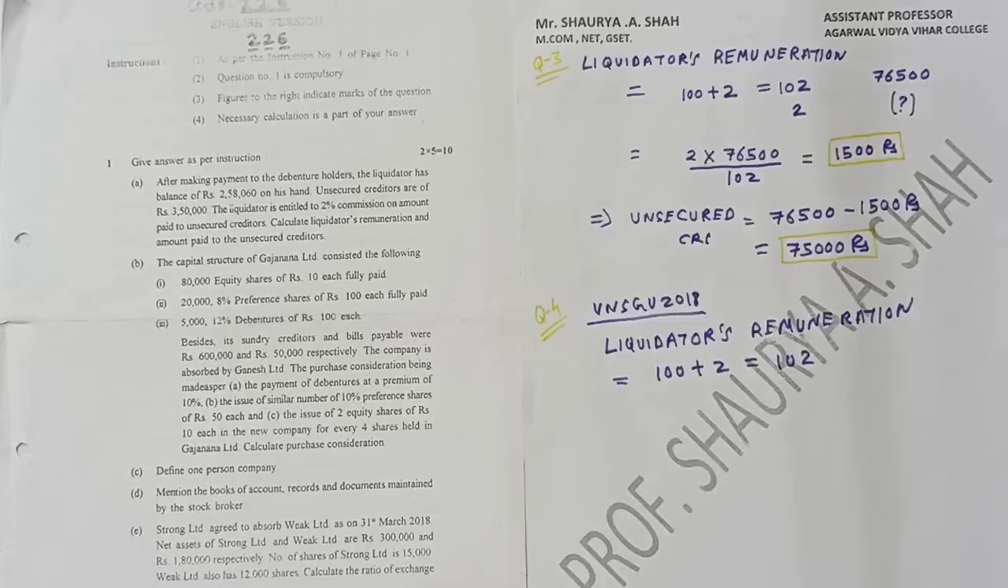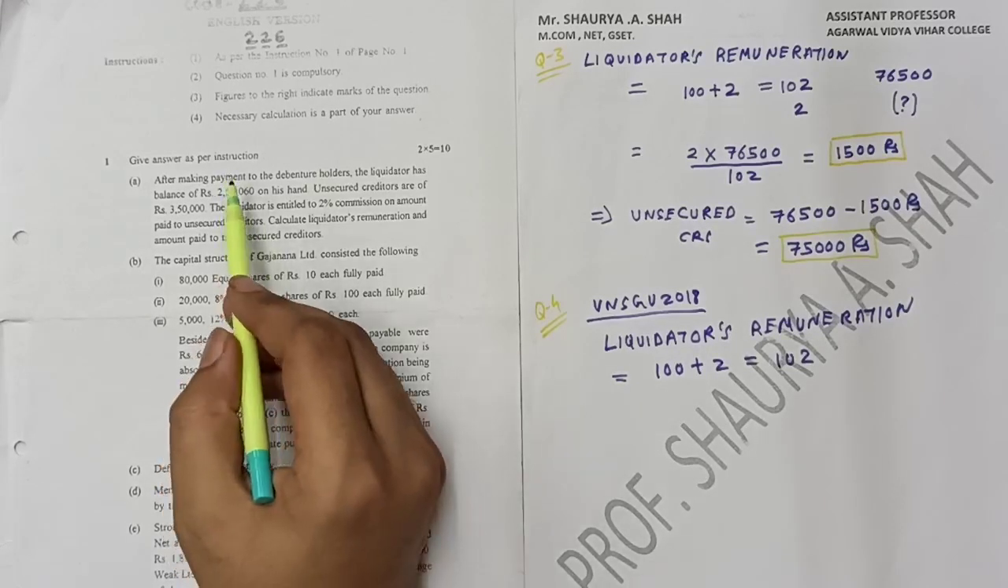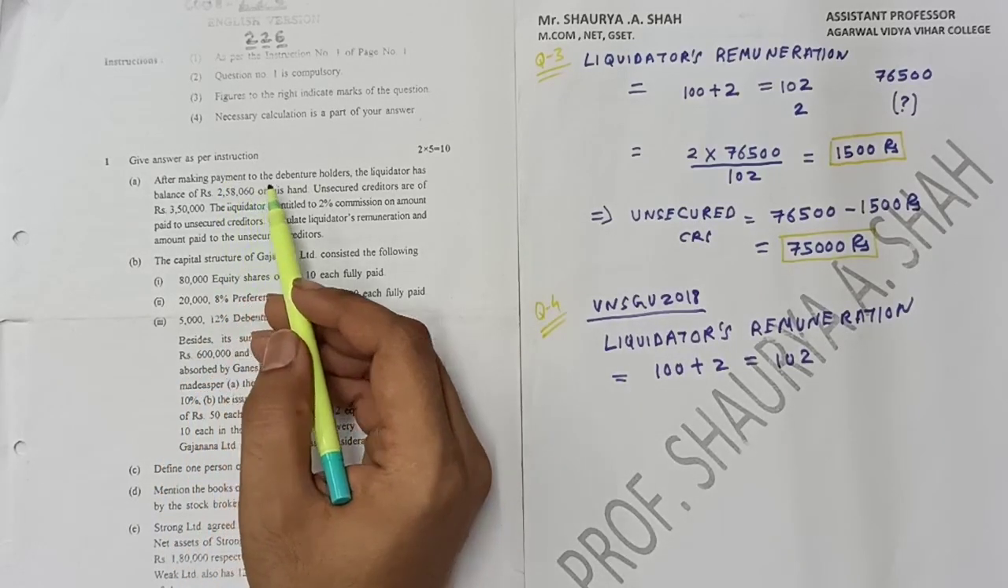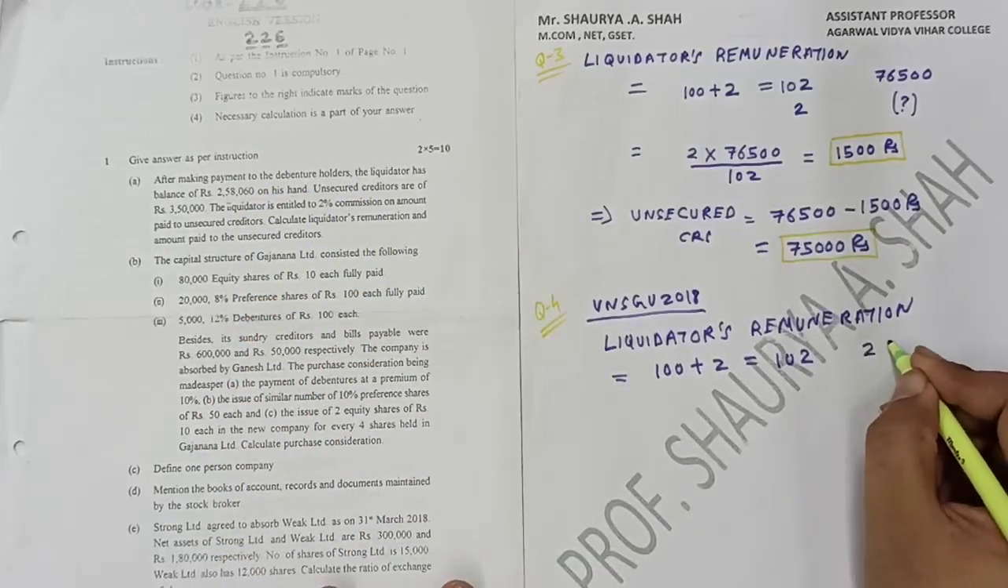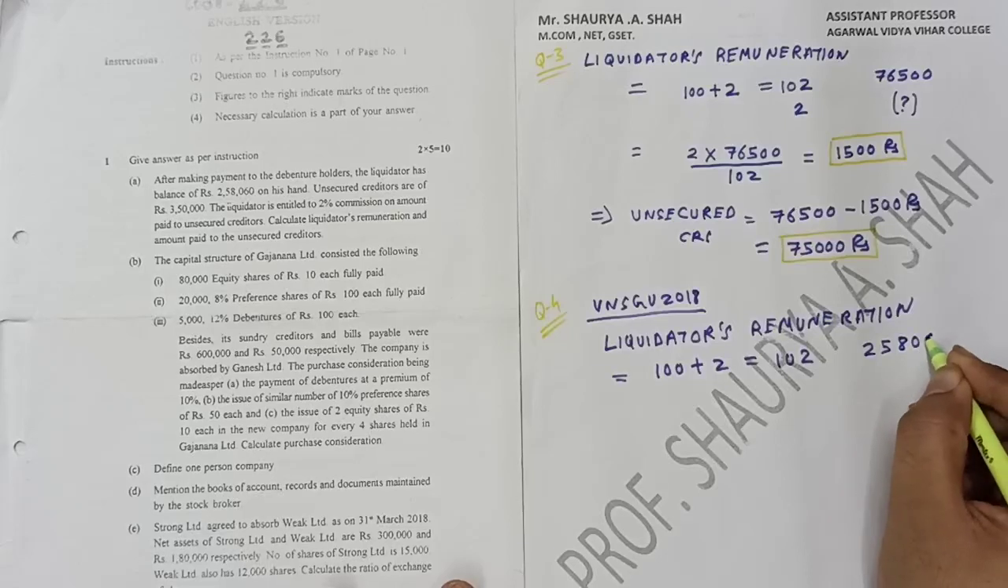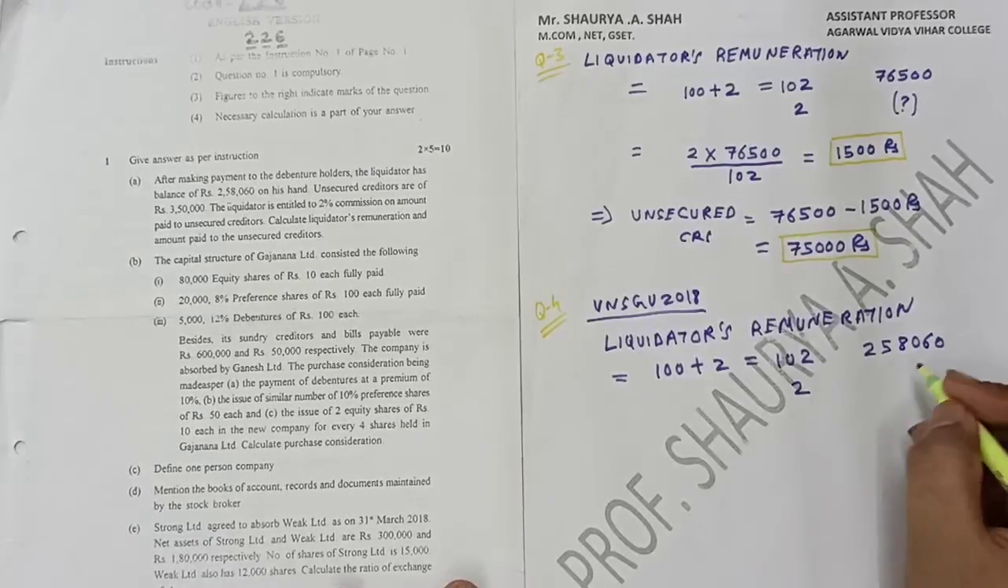Now always remember, you need to compare the equation of 102 with the balance amount which the liquidator is having, right? So how much is the balance amount? As you can see in the sum, that is 2,58,060. So if 102 is 2,58,060, how much will be 2, right?